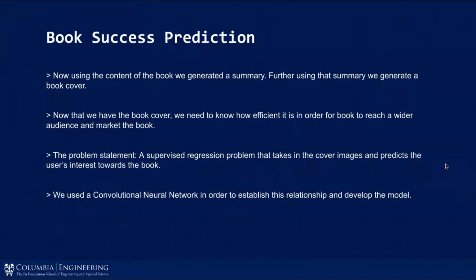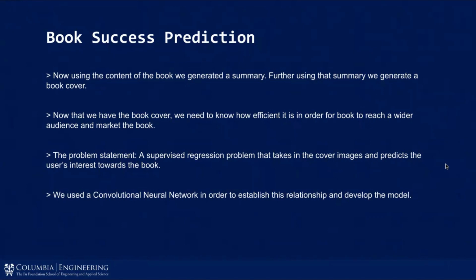Phase one of the project involved generating a summary of the book by using the content of the book. So now that that is accomplished, we then pass the summary into the next model and then we get the cover images. Now that we have the cover images ready, let's look into how the ratings of users are going to be. So the problem statement is predominantly framed in such a way that we are going to use the cover image of the book and predict the user's rating.